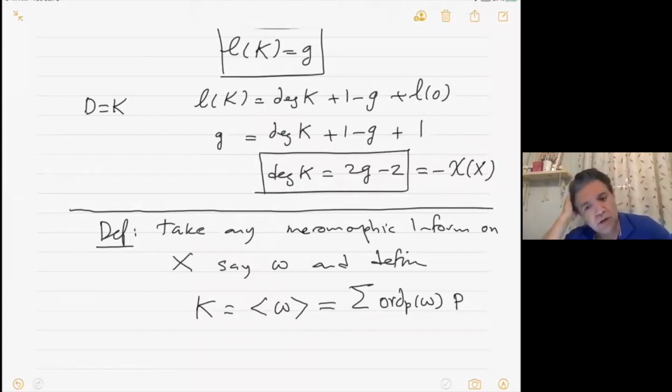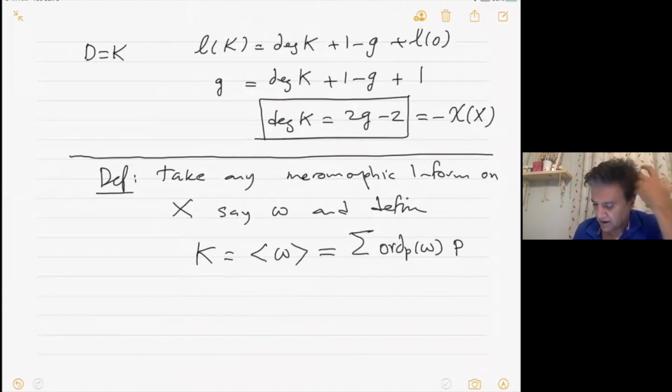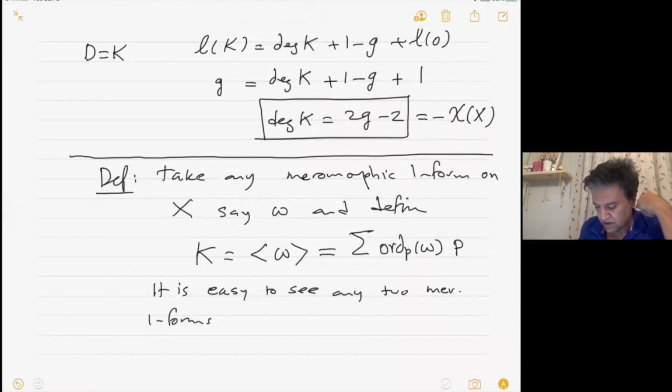So you see whether this form vanishes or has a pole. And for those points that have a zero or a pole, you take the order of that form, and this way you define k. Now, why is this well defined? Because it is easy to see that any two meromorphic one forms, omega and omega prime, are related like this: omega prime is f times omega for some meromorphic function.